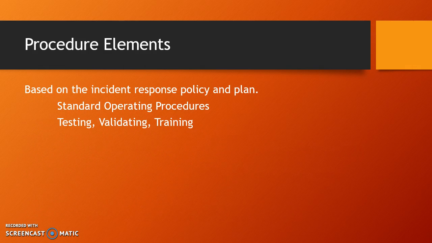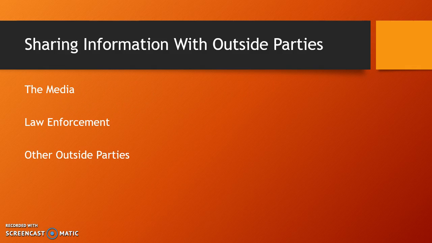Procedural elements. Based on your policy and your action plan, you create standard operating procedures. How are things done? Then you have to test it, validate it, and train it, and then repeat. This goes on and on through a company. Now we share information with outsiders, the media, law enforcement, and outside parties. Not going to really get into that too much, but that's part of the overall policy and plan, depending on what the organization does.